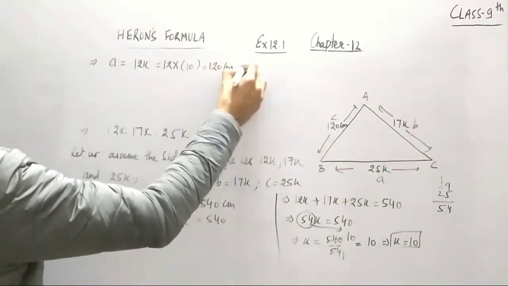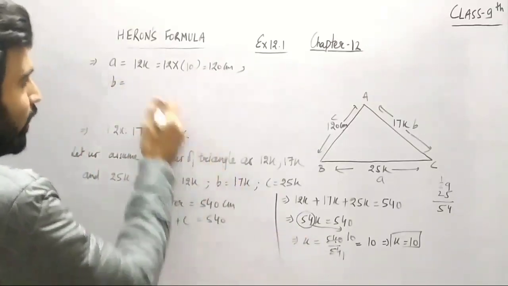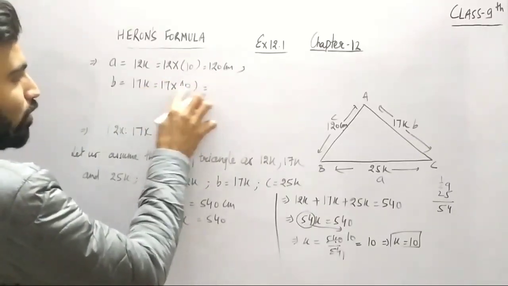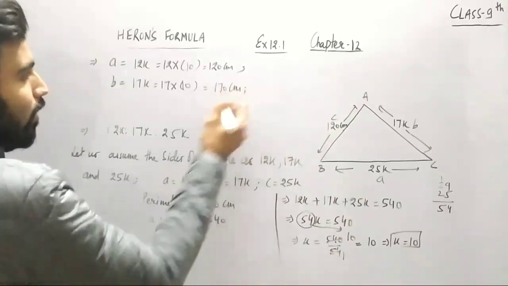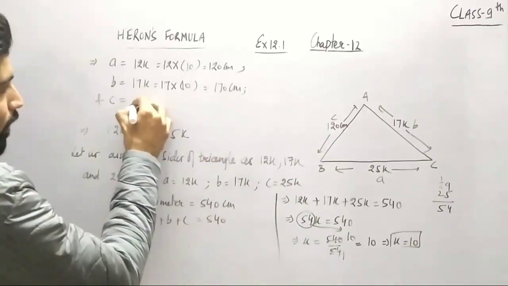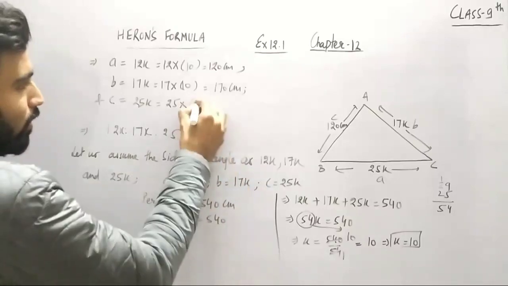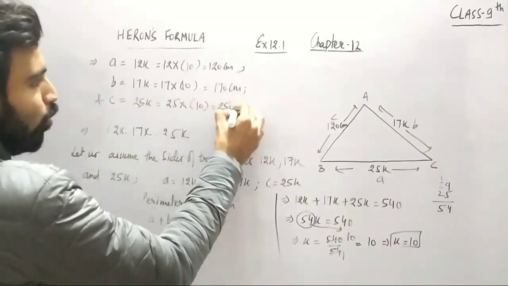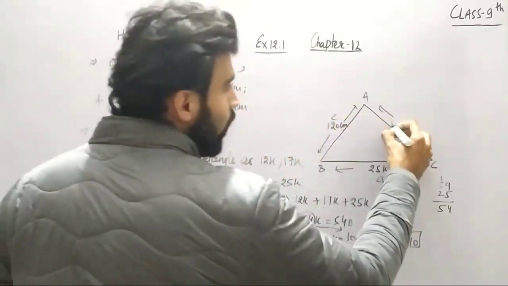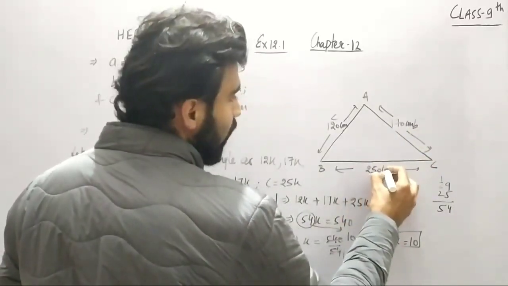Now let me find out the value of B. That will be 17x, which means 17 into x. Again x is 10, so 17 into 10 will be 170. Then finally C will be 25x, which means 25 into x. What is x? That is 10. So 25 into 10 will be 250 centimeter. So here we have got the three sides of this triangle: 120 centimeter, 170 centimeter and 250 centimeter.